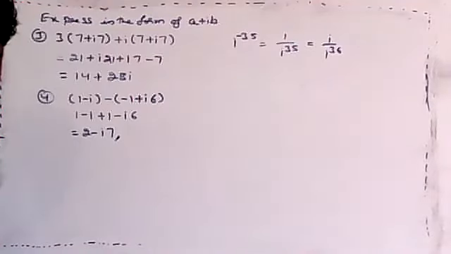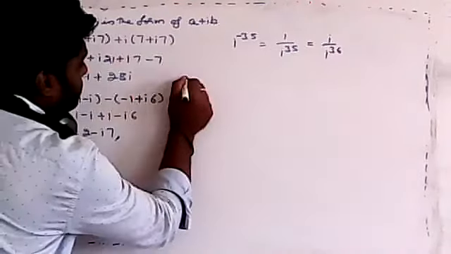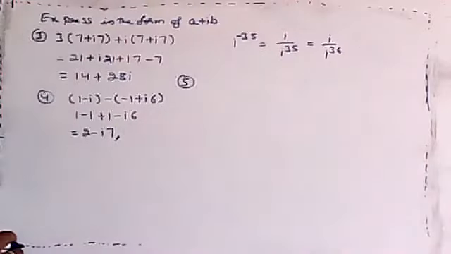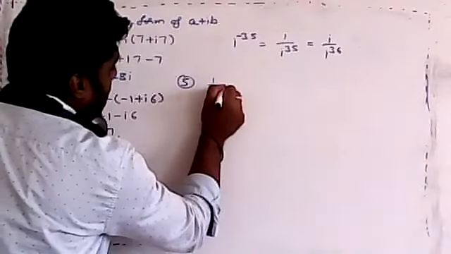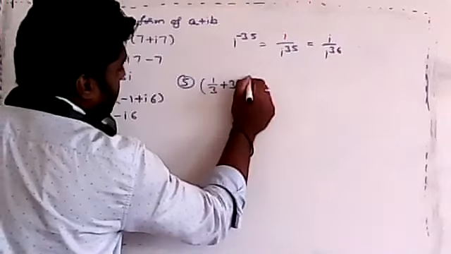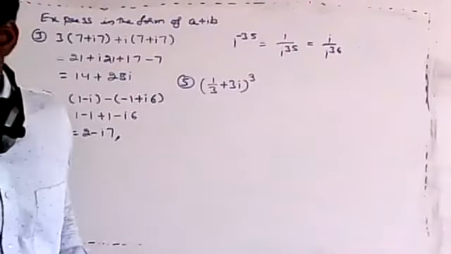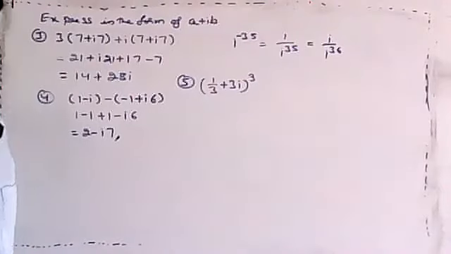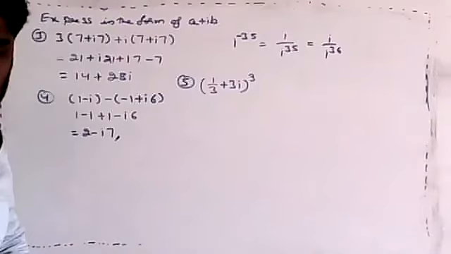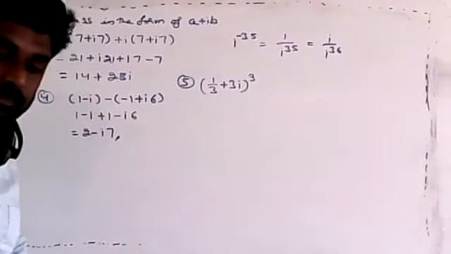Okay, in the same way, we'll move on to the next one. These all are addition type of problems. Can you tell me this one? The fifth one: 1 by 3 plus 3i the whole cube. Which formula are we going to apply here? So it is the a plus b the whole cube formula, no? Can anyone tell me what is the a plus b the whole cube formula?